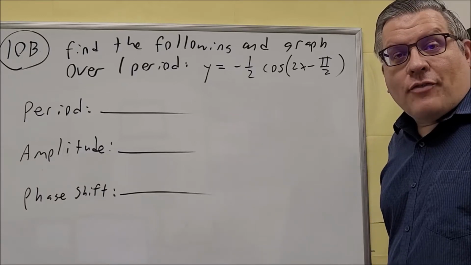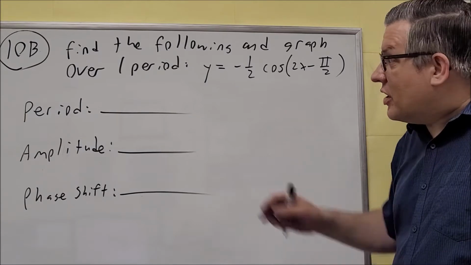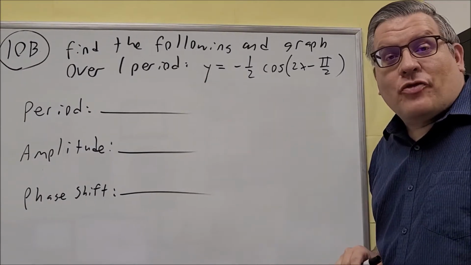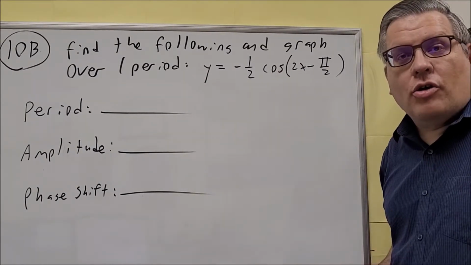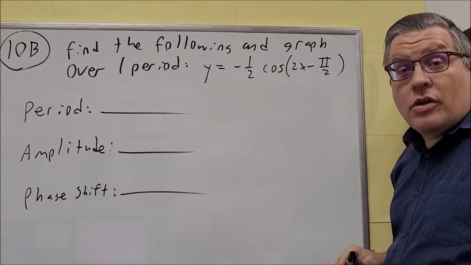Okay, for 10b, we have a cosine graph. So again, the number 10 is going to ask you for the same three pieces of information. It's either going to be a sine or a cosine graph. This one is a cosine, so first we're going to start out with period.